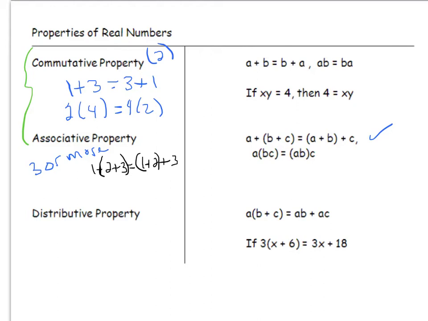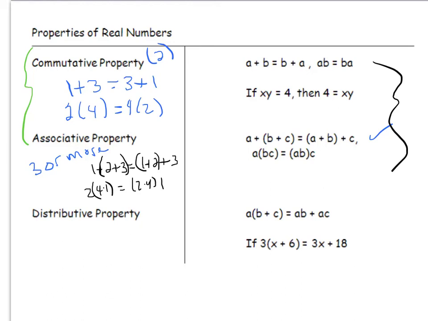Same thing with the numbers. Let's say I have 2, 4, and 1. Okay? If I take 2 times 4 times 1, this is 8. And if I go the other way, 2 times 4, and then times 1, it also gives me 8. These properties follow the same rules. It just depends on how many numbers you're multiplying or adding.